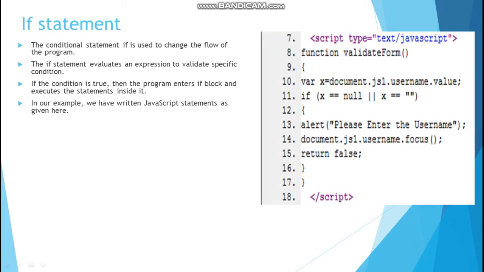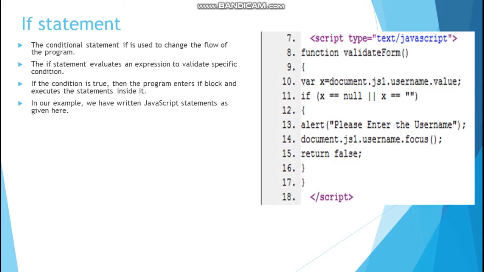So var x = document.js1.username. It means that the browser screen is known as the document, inside the browser js1 is the name of the form, and inside form js1 there is a text box named username. So whatever we have written inside the username text box, that value, .value, will get stored in the x variable. Suppose you have written RAM, then the value of x will become ram. x = ram.